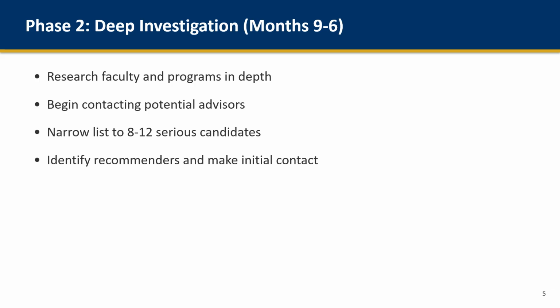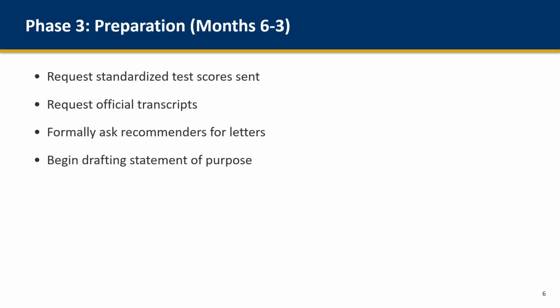Don't ask for letters yet, but gauge willingness and begin preparing them for formal requests. Share your plans and timeline. Strong recommenders appreciate advance notice. Phase 3 spans months 6 through 3 before deadlines. This is your active preparation phase.